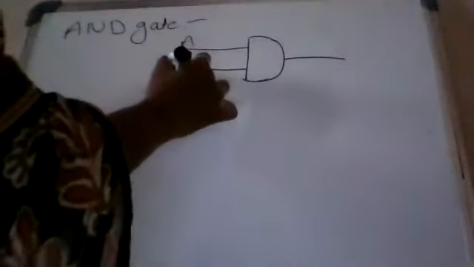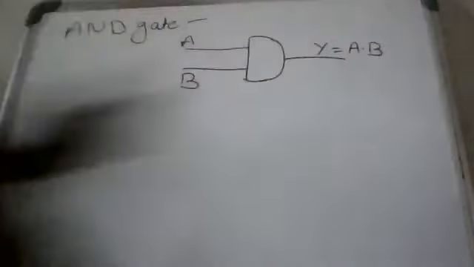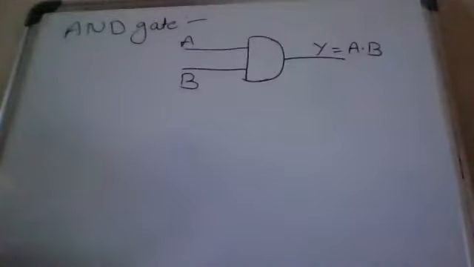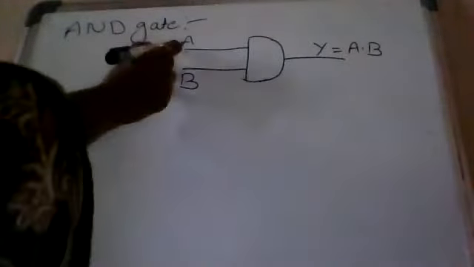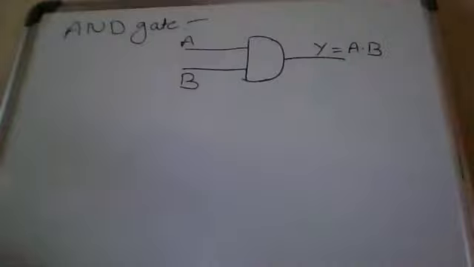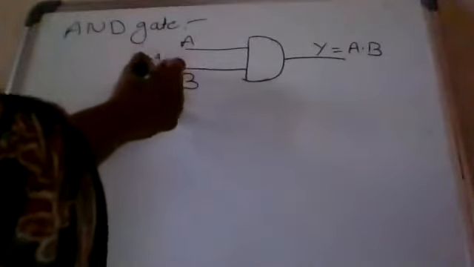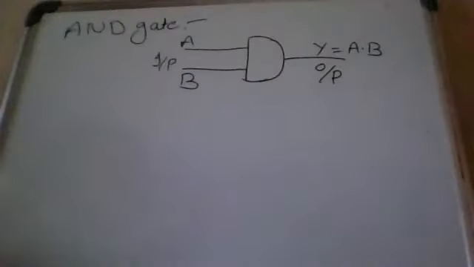Here A comma B are two inputs. We get output here. So what is the output? Y equal to A dot B. That is the output. This is the AND gate symbol. Here A and B are both inputs. This is the output. What is the output? Y equal to A dot B.